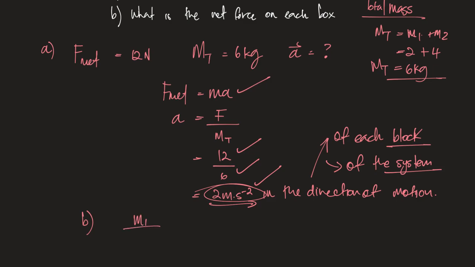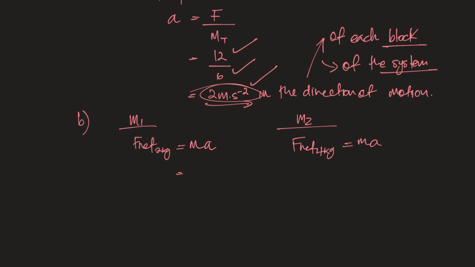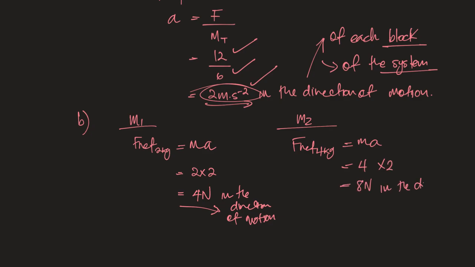So we use this acceleration that we found and we apply it for each one. I'll say for mass 1, F net, and look at my notation, 2 kilograms is equal to ma, and for mass 2, F net is equal to 4 kilograms times a. All I'm going to do is substitute: 2 times 2 gives me 4 newtons in the direction of motion, and over here 4 times 2, which is 8 newtons in the direction of motion. And there's my answers for B.